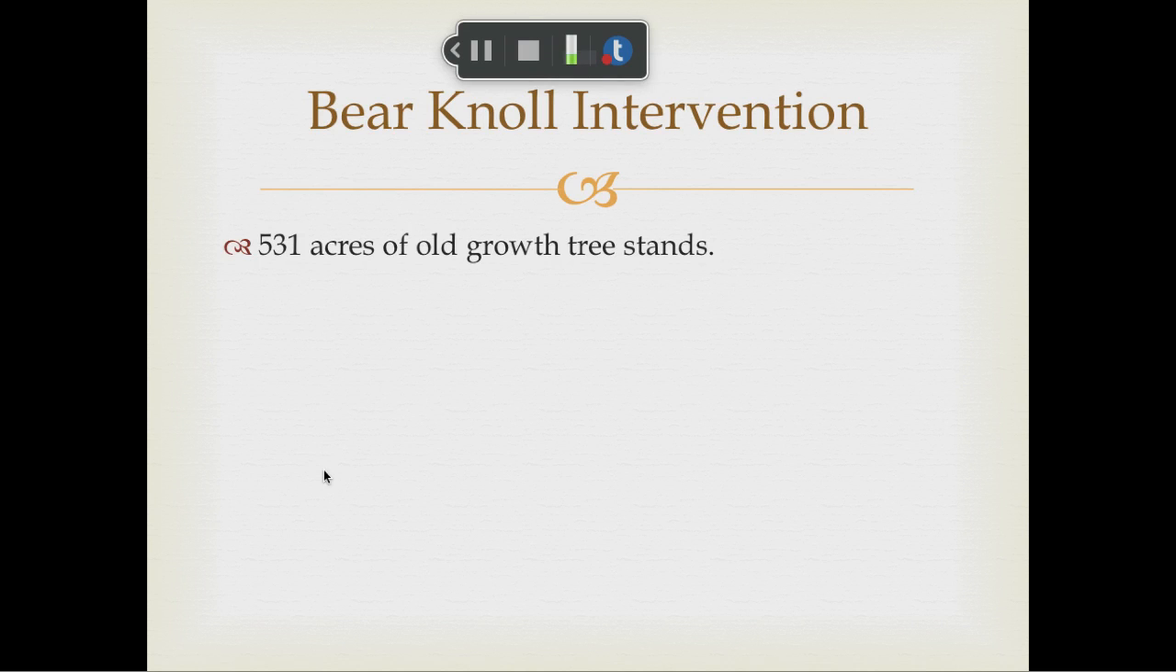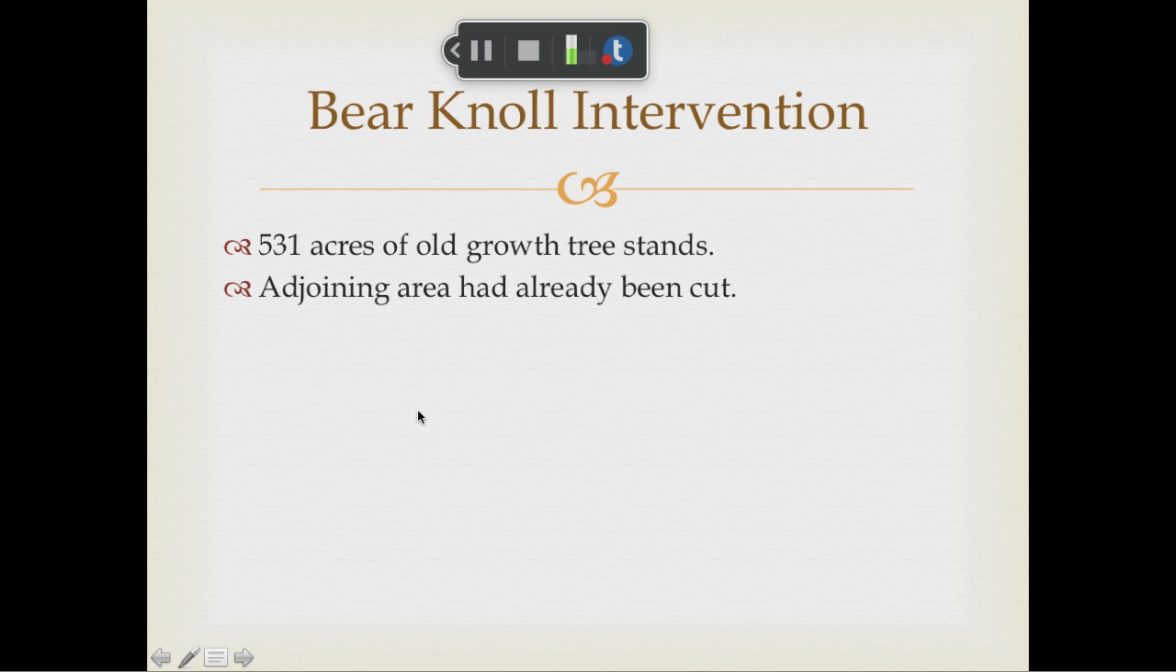Okay, so what is the Bear Knoll intervention? The Bear Knoll intervention was conducted by faculty and students at Portland State University. The main goal was to address issues that were affecting old growth tree stands up in the Pacific Northwest. There are 531 acres of old growth tree stands.